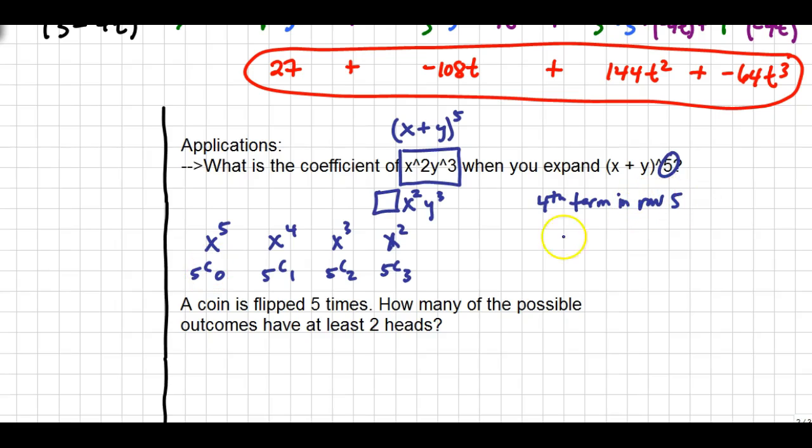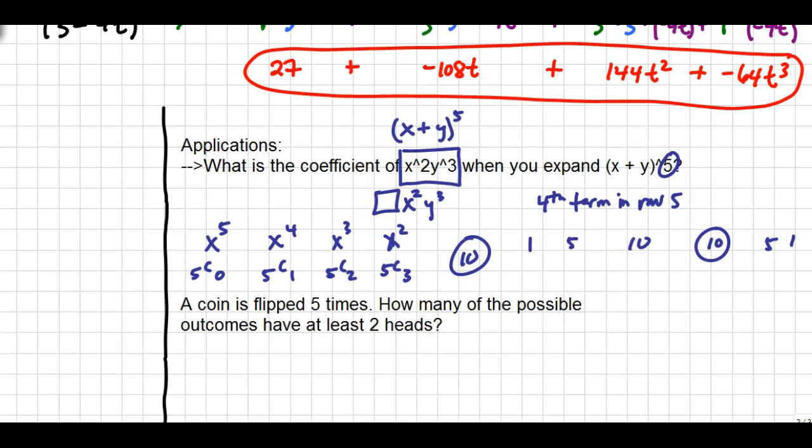So if you know row 5, let's list it out. We know it's going to be 1, 5, and I have this memorized because we had done it earlier. 1, 5, 10, 10, 5, 1. The 4th number in is 10. So my answer there is 10 for my final answer.